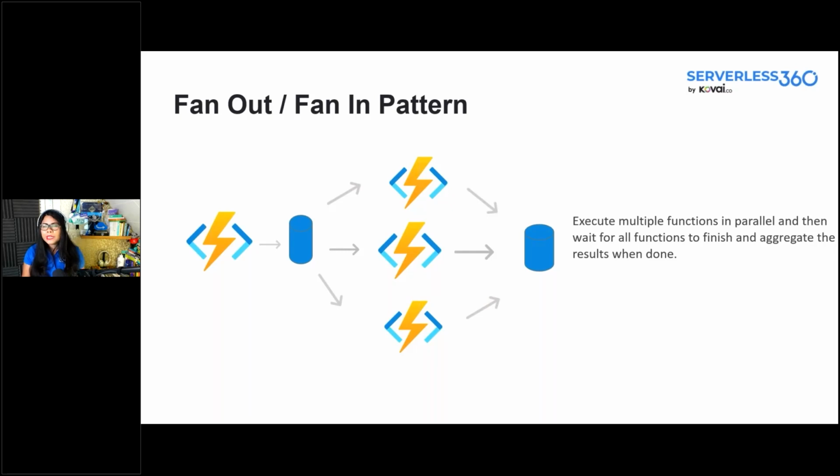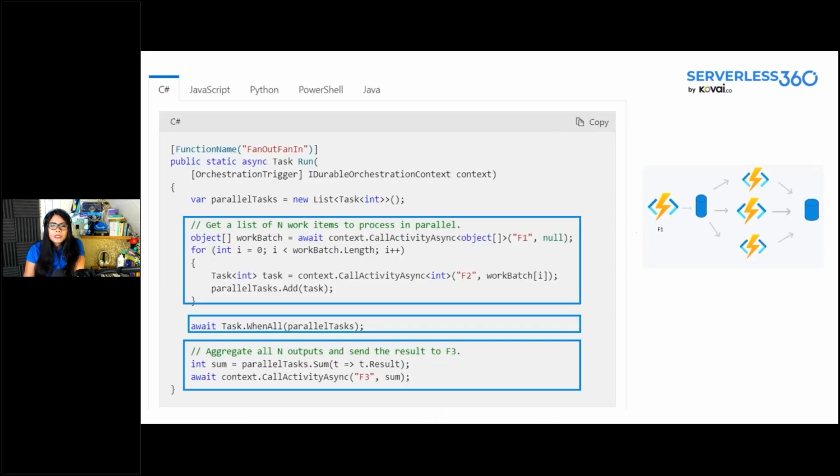And usually in a normal standard function that's not stateful, fanning out is easy, but when you fan in, it will be hard because you need to check, is this activity done? Is this activity done? It's hard to do that if it's not stateful. So that's the fan out, fan in pattern, and this is how it looks in C# code.